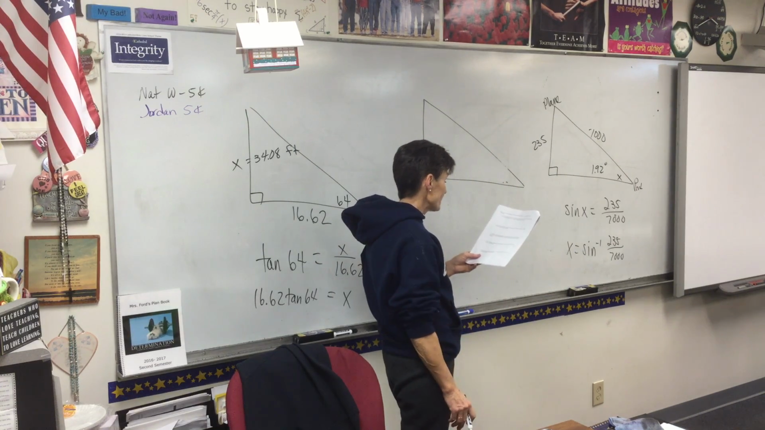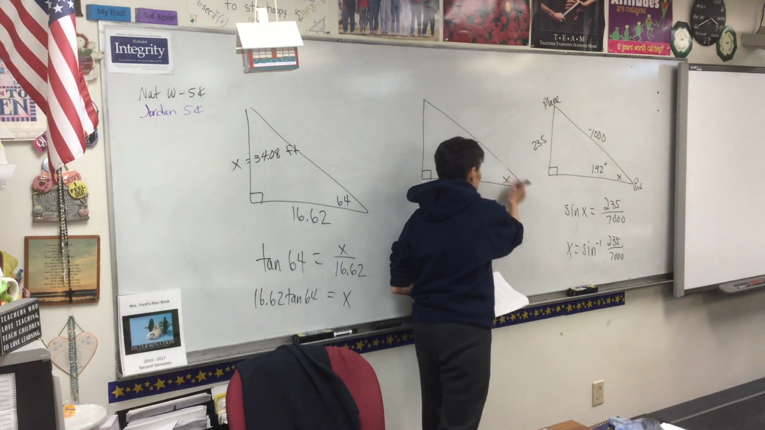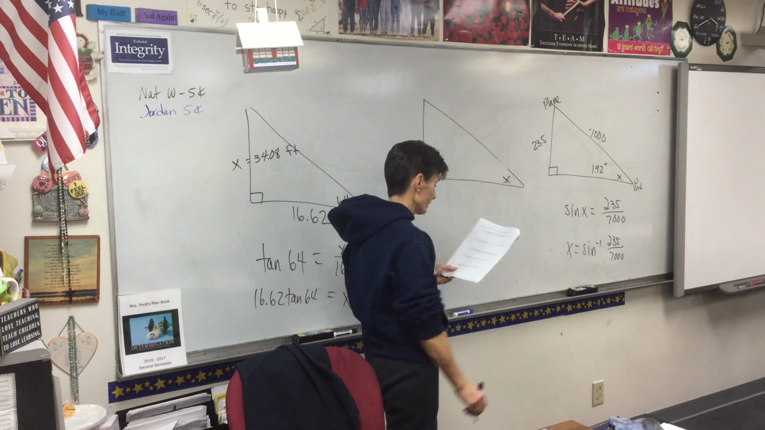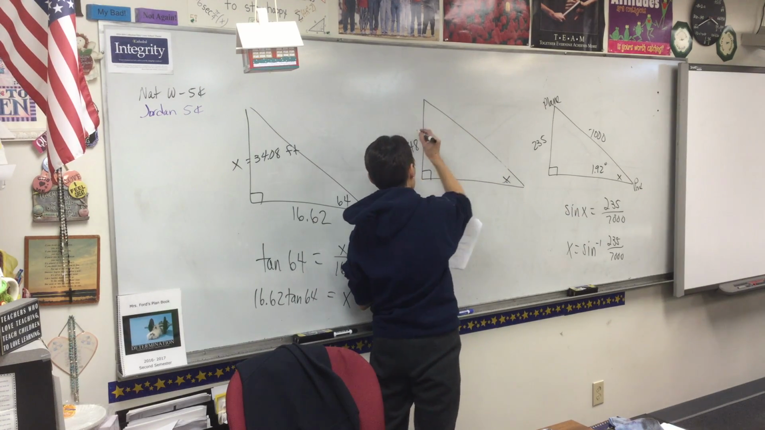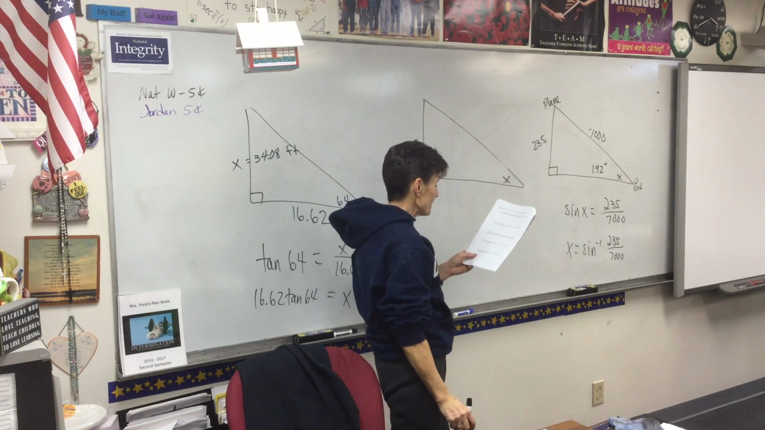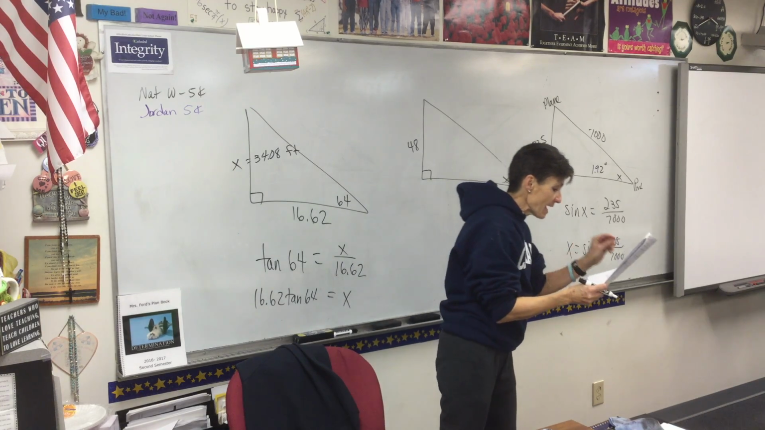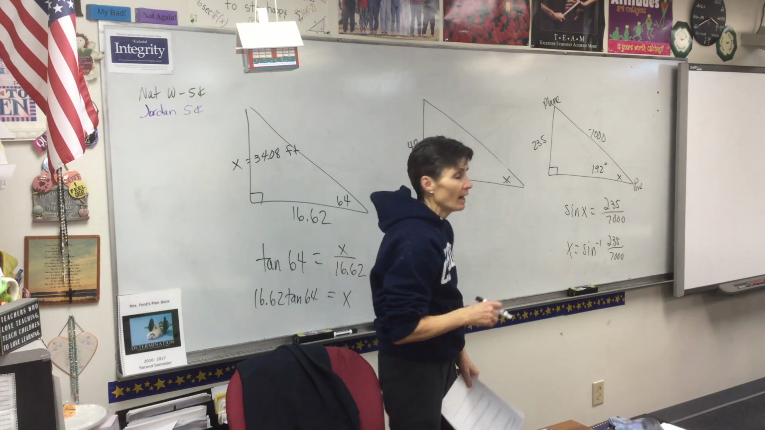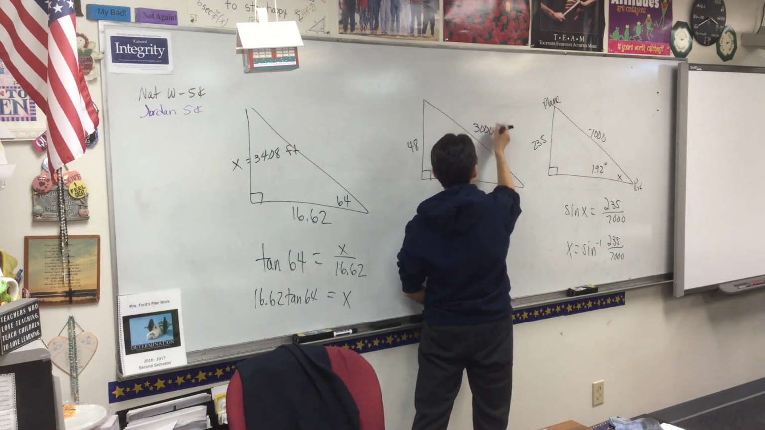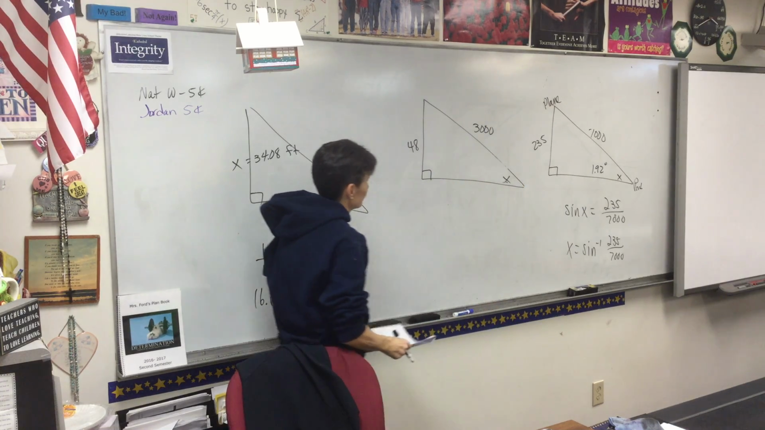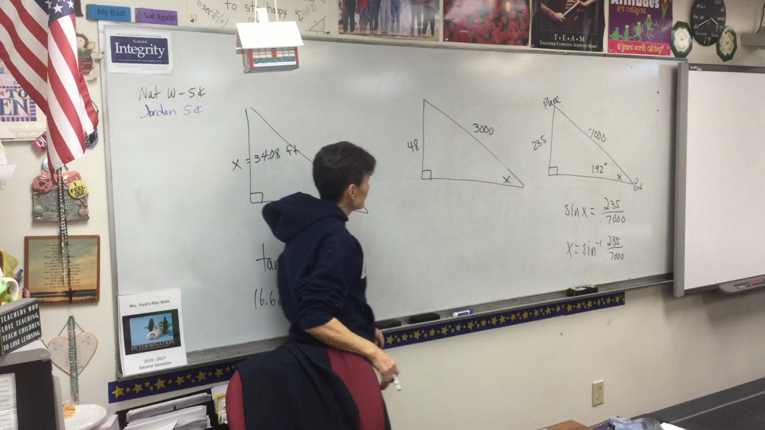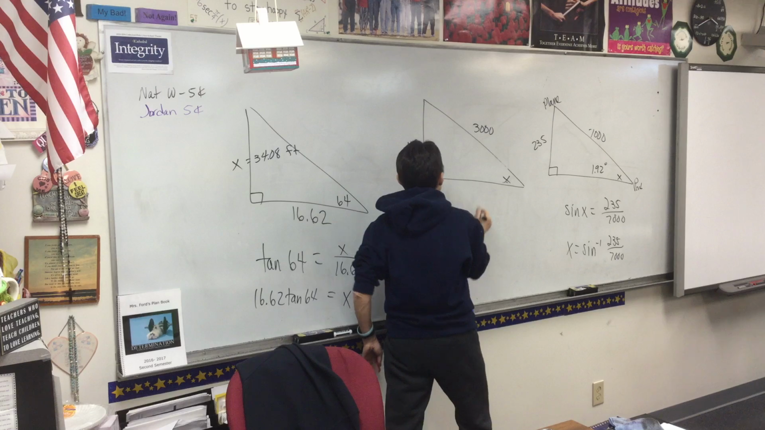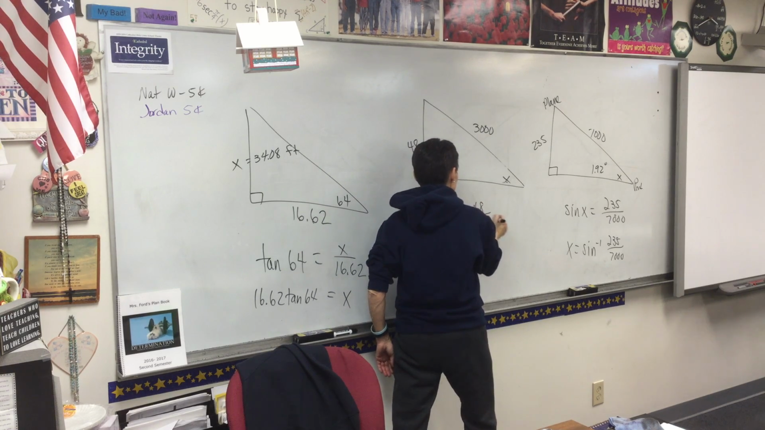And finally E. What is the angle of elevation of a man looking at the top of a building that is 48 feet tall if he is standing 3,000 feet from the top of the building? Where does the 3,000 go? Hypotenuse. Sine, cosine, or tangent? Sine. Sine x equals 48 over 3,000.